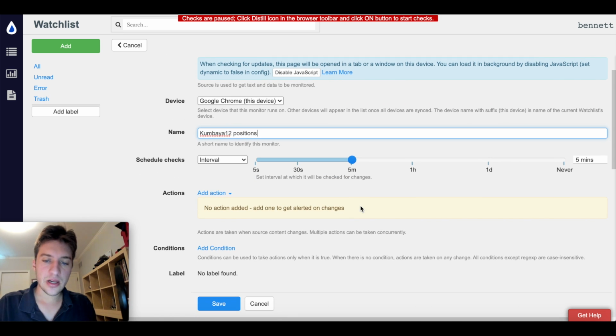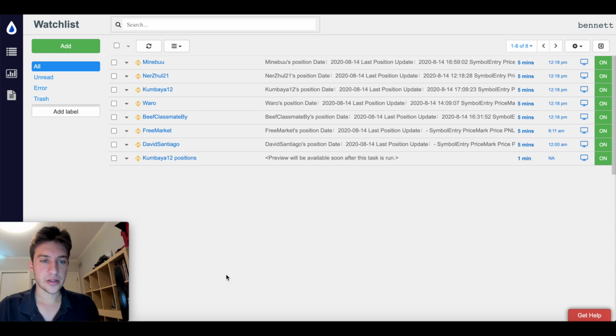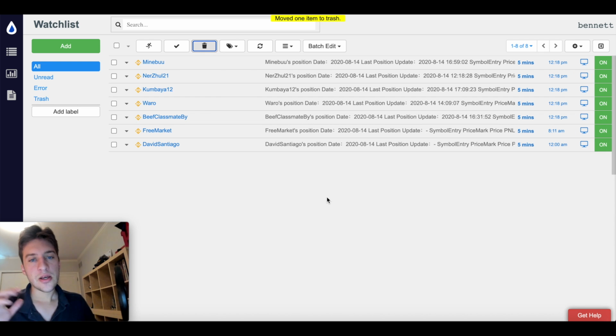Great. And then here you can schedule how often you want it to check. So let's say it's every 1 minute, and then we click save. And then you can also add conditions and actions if you so choose. So when I click save, now we have Kumbaya 12's positions. Right now I have it deactivated because I didn't want it to constantly blow up my computer during this recording, but that is basically how you do it. So that is how you can web scrape any trader who is sharing their positions.